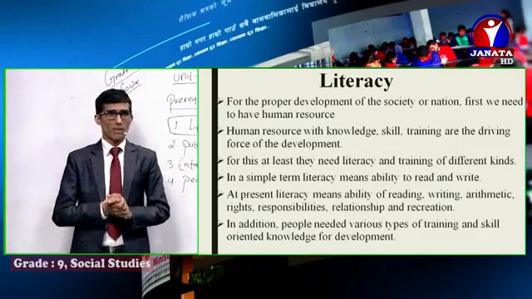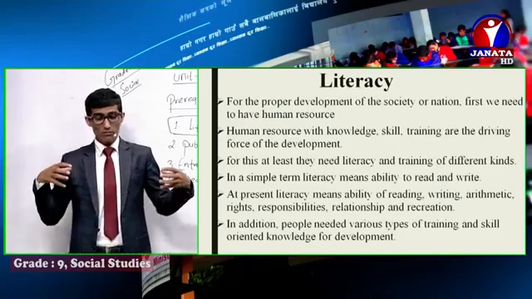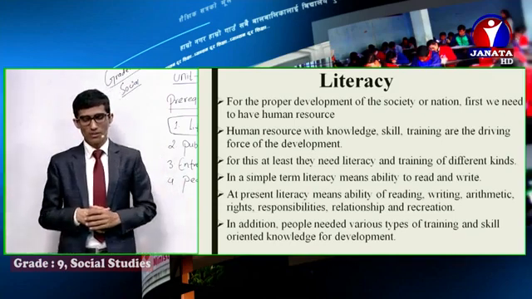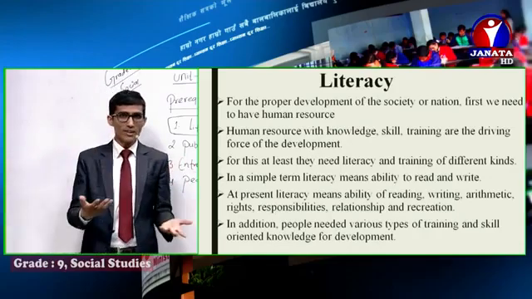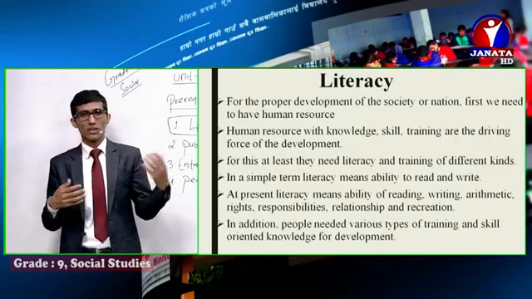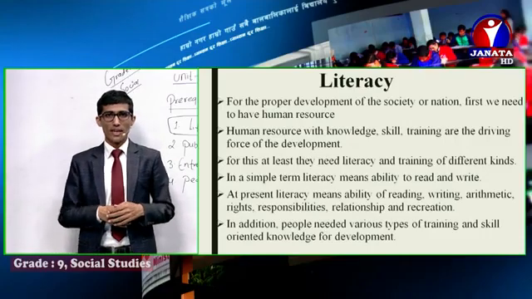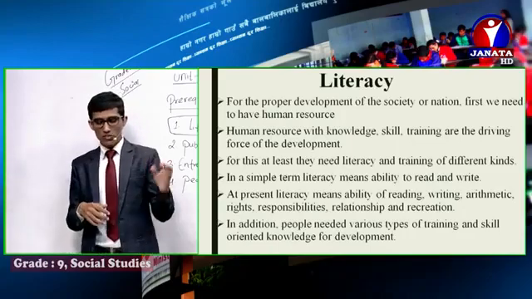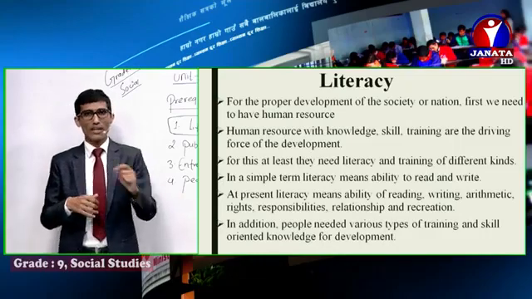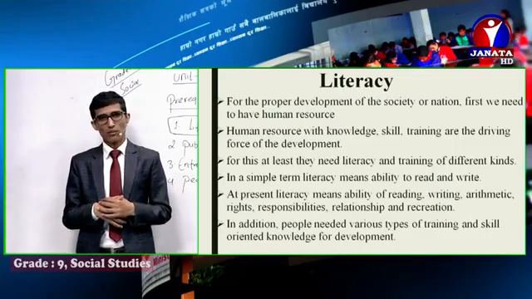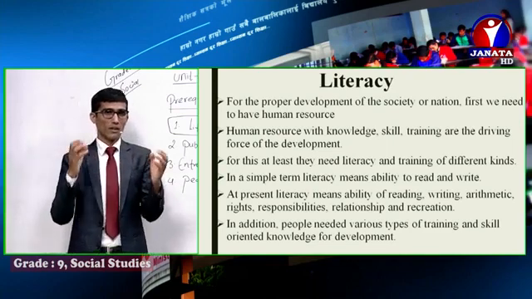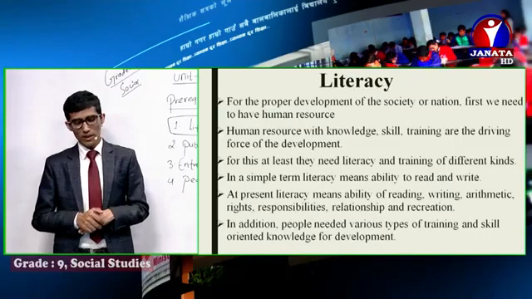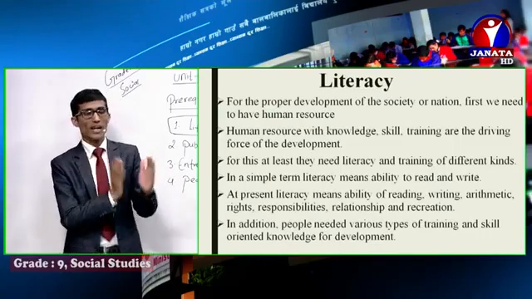And simply, what we traditionally remember about literacy is that literacy means the ability to read and write. If someone is able to read and write, that means that person is literate. That is our definition. But in the present world, literacy means not only the ability to read, write, and do arithmetic calculation, but literacy means being conscious about the rights, responsibilities, relationship, and recreation.